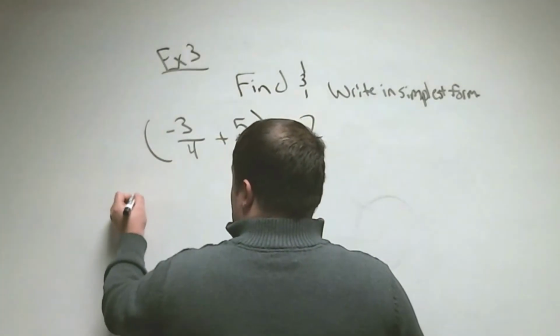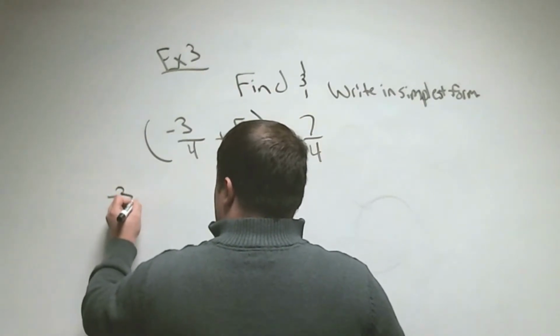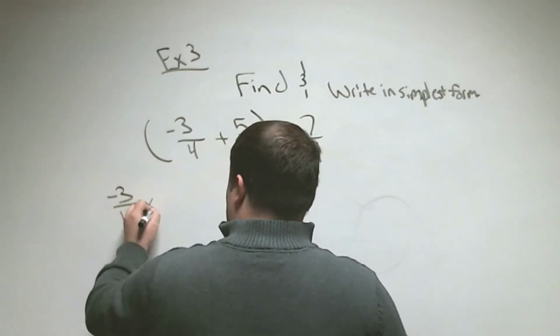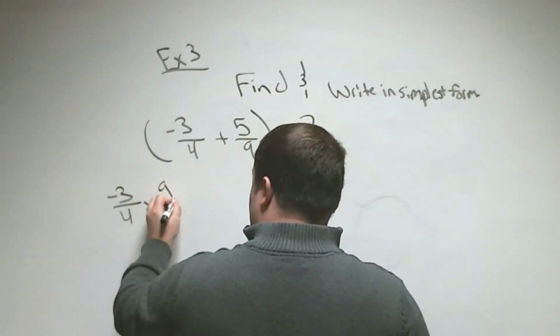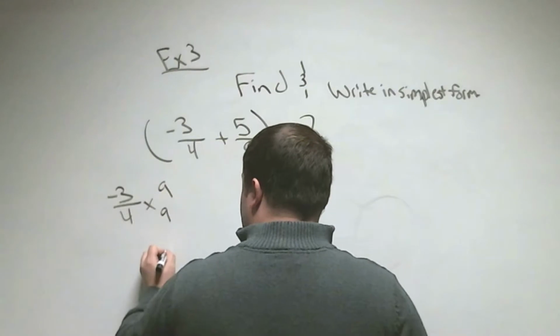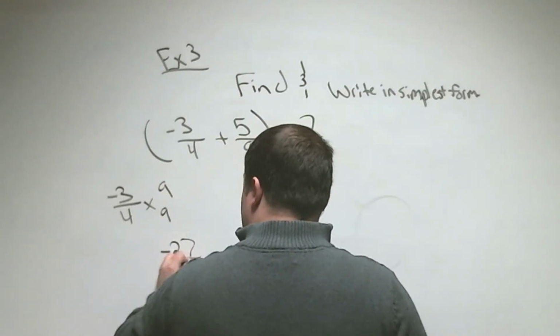So what we're going to do is change all of these fractions to be something out of 36. So I'm going to multiply the negative 3/4 by 9 on the bottom and 9 on the top. Negative 3 times 9, that's negative 27.